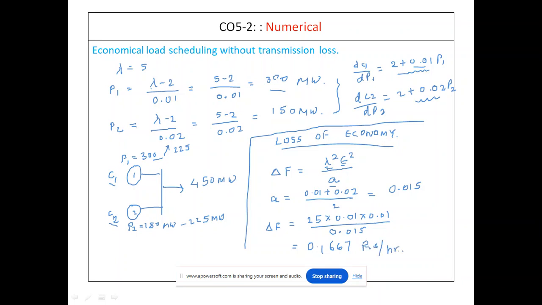So for any unit power deviation, we get this loss of economy of 0.1667 rupees per hour. Okay, so this is up to this problem. Okay, thank you very much.